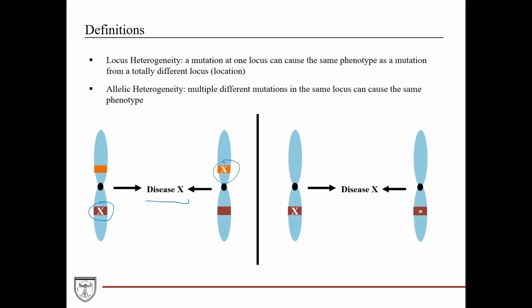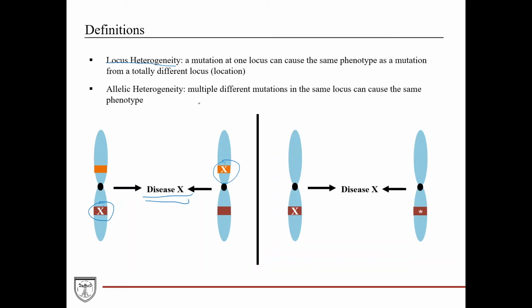So you have a mutation X here in this gene shown here in orange, and this also results in disease X. So you could have a normal version of the orange gene and a mutated version of the red gene and get disease X. On the flip side, you can have a mutated version of the orange gene and a normal version of the red gene and still get disease X. This is an example of locus heterogeneity.